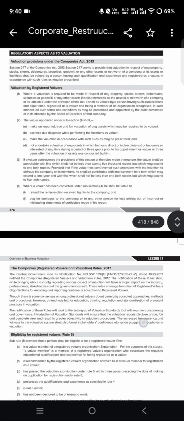Next is Rule 3, eligibility of a registered valuer. It provides that a person, meaning here three kinds: a normal individual, a partnership firm and a company, shall be eligible to be a registered valuer if he is a valuer member of the RVO, who possesses the requisite educational qualifications and experience for being registered as a valuer as given by the RVO, and is recommended by the RVO, of which he is a valuer member, for registration as a registered valuer.